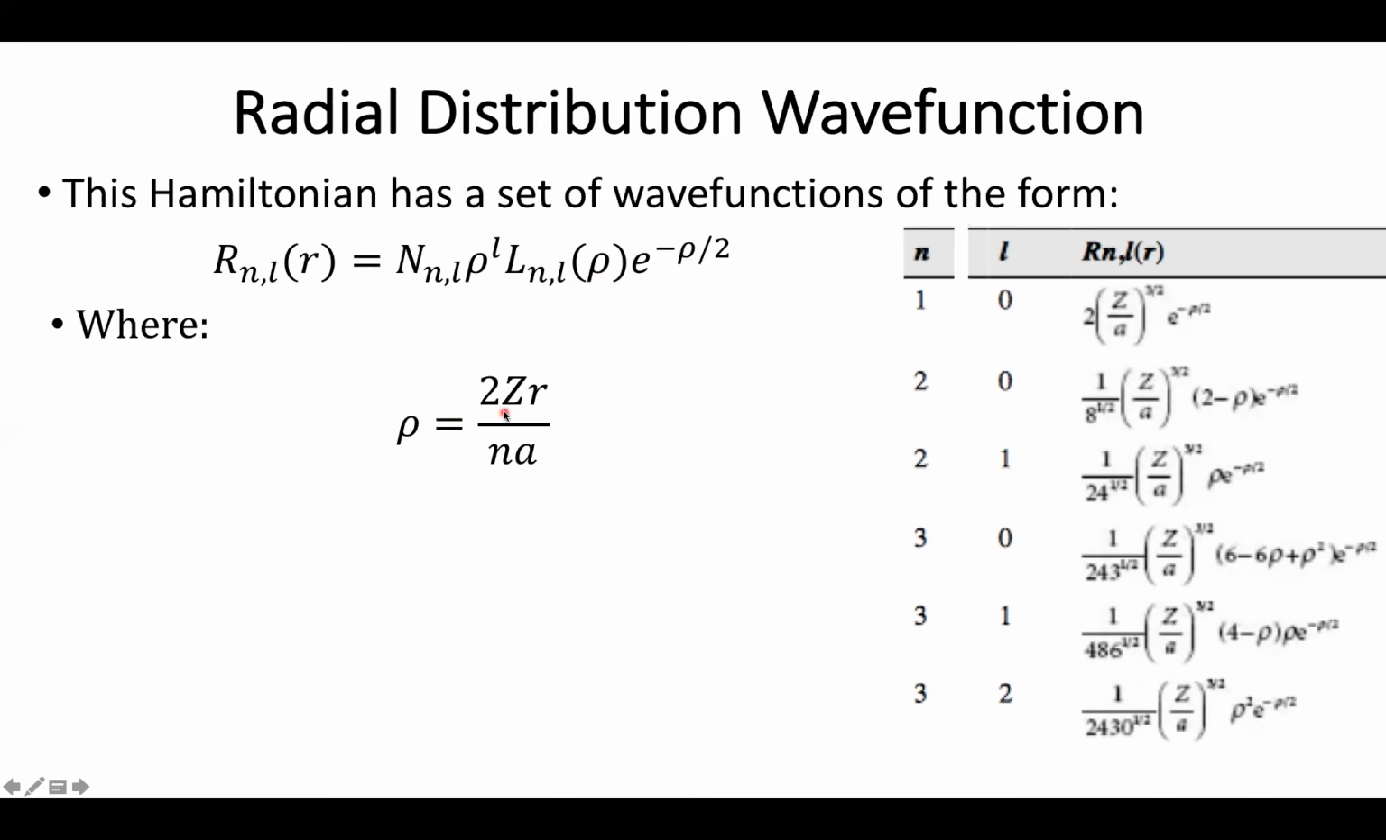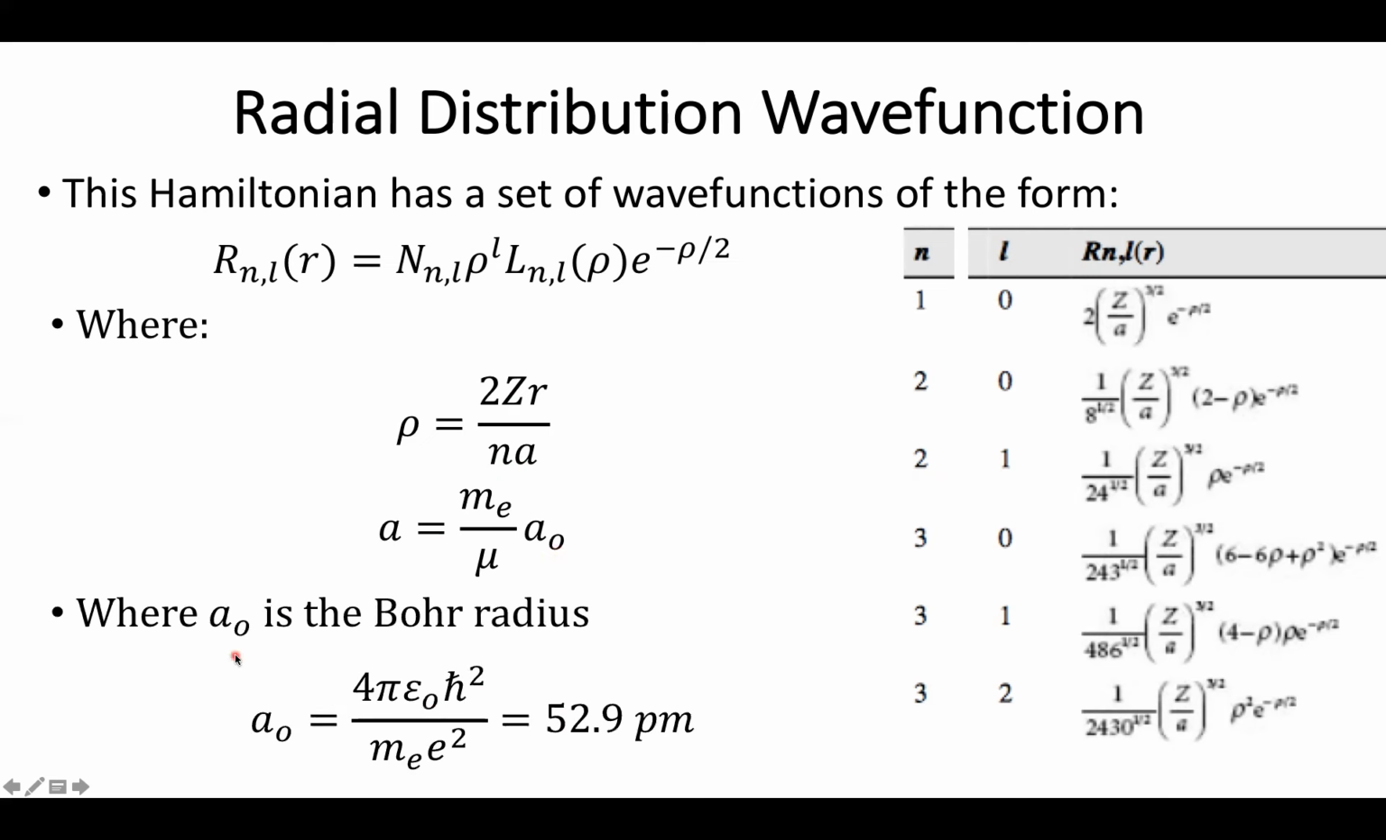But it also has a dependence upon the choice of nuclei, where Z is going to be the charge of the nuclei, n is that integer value that we previously demonstrated, and then this little pesky variable of a. So a is going to essentially be a function of a naught, which is also known as the Bohr radius. It more or less is based on a series of empirical constants and has a value of about 52.9 picometers, or about 0.0529 angstroms.